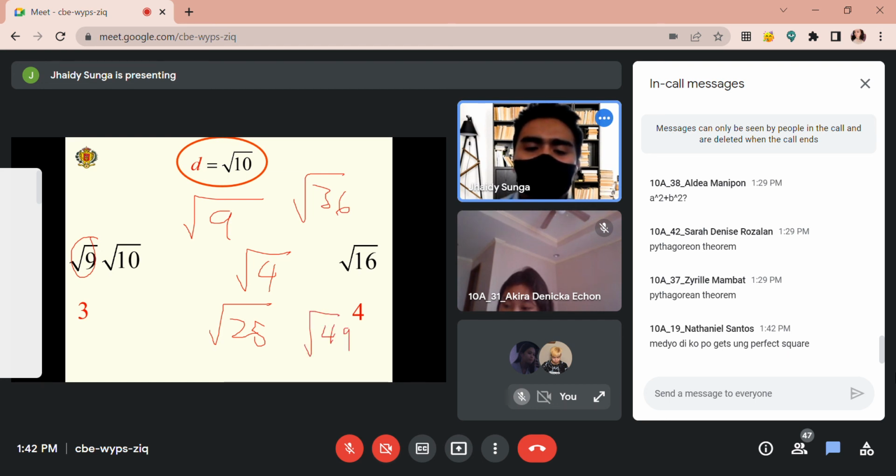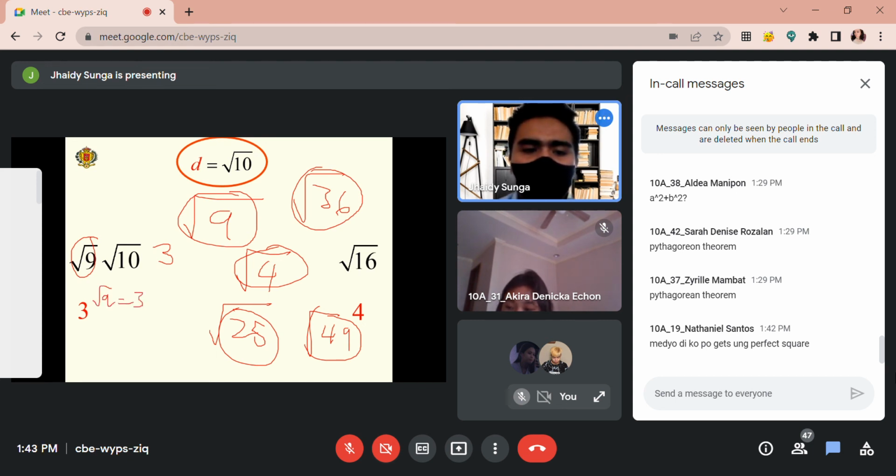So, maglalagay ka dyan. Meron na ba yung mga pinagsusulat mo? If we say perfect square, if we will try to square these values, what would be their value? For square root of 9, it would be 3, right? So we will list down that one. Square root of 9, it will be 3. Square root of 4, it will be 2. Square root of 25, it will be 5. Square root of 49, it will be 7.